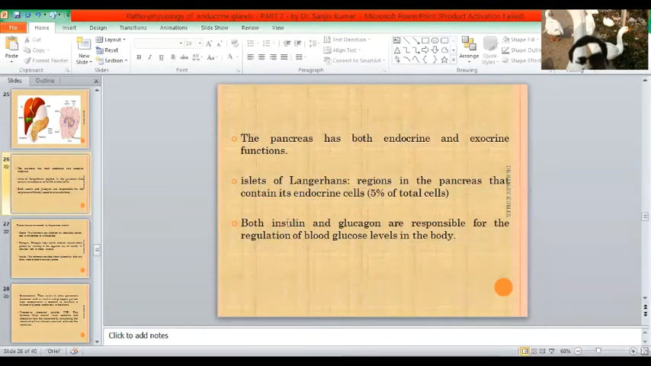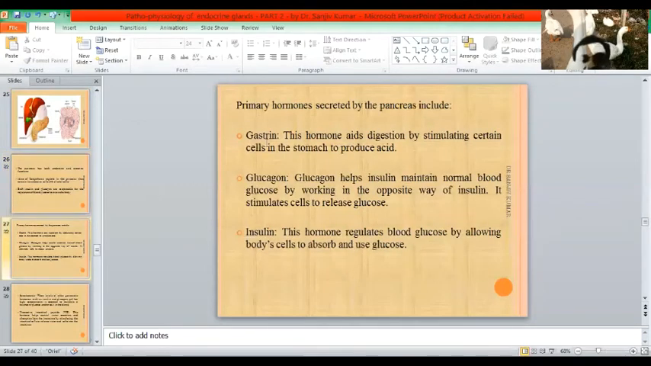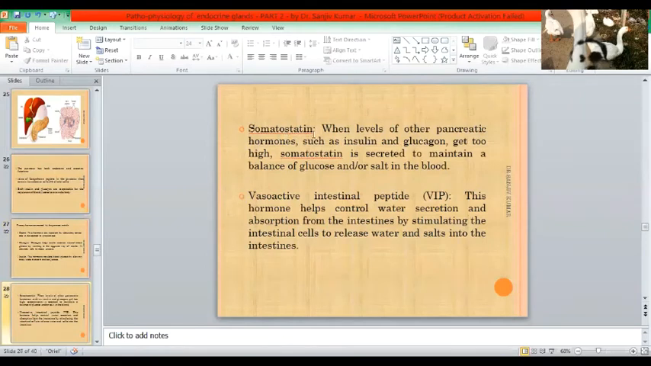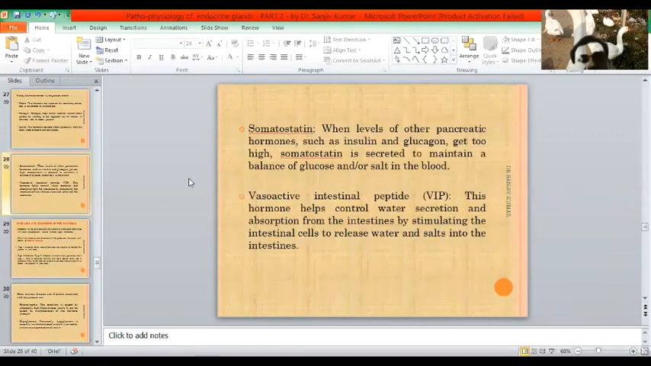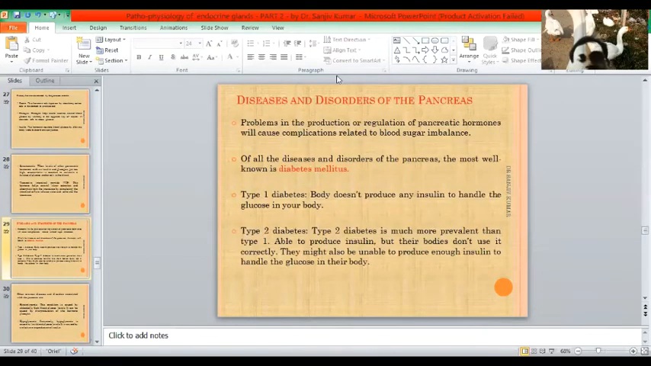The important pancreatic hormones are responsible for regulation of blood glucose levels. The different hormones are gastrin, glucagon, and insulin. Gastrin has no role in glucose metabolism. However, glucagon and insulin are responsible for glucose level. Somatostatin is also responsible for glucose level. And the fifth one is VIP, vasoactive intestinal peptide, which is responsible for water regulation from the intestine. So basically insulin, glucagon and somatostatin, these three hormones, are responsible for glucose regulation in the body.